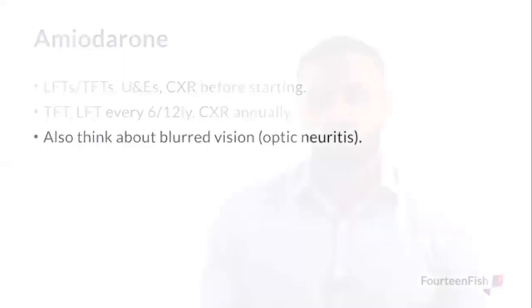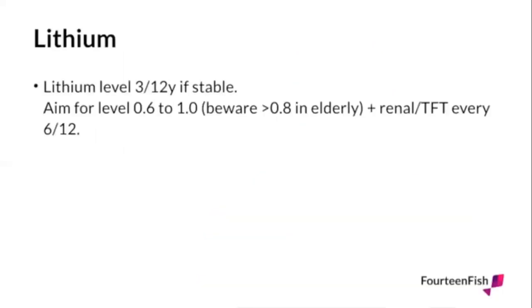Patients who are on lithium require lithium blood tests every 3 months if they're stable. You want to aim for a level between 0.6 and 1 millimoles per liter. You want to be particularly cautious in the elderly and pay particular attention if their lithium level exceeds 0.8 millimoles per liter. In addition, patients who are on lithium require U&Es and thyroid function tests every 6 months.